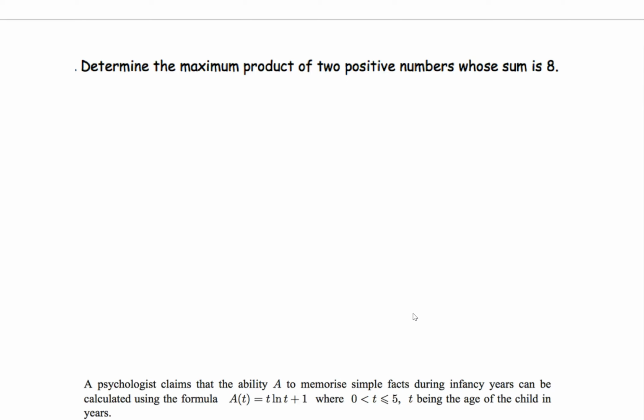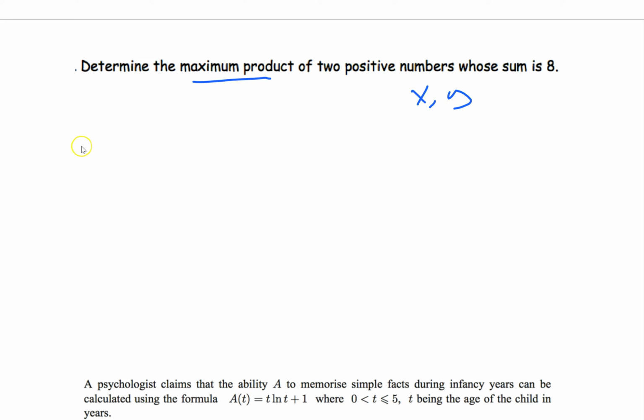A little more basic. Determine the max product of two positive numbers whose sum is 8. So this is actually the exact same type of problem. It just looks different because it's like a number problem. Look what the question is. Find the max product. So first let's put two numbers out there. Let's go x and y again, right? Those are my two numbers.